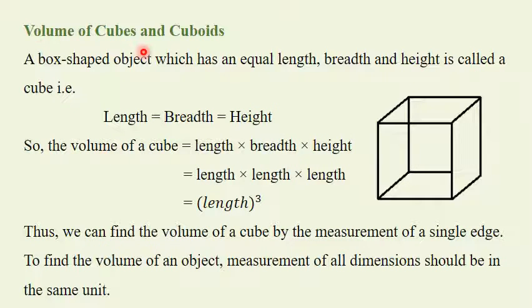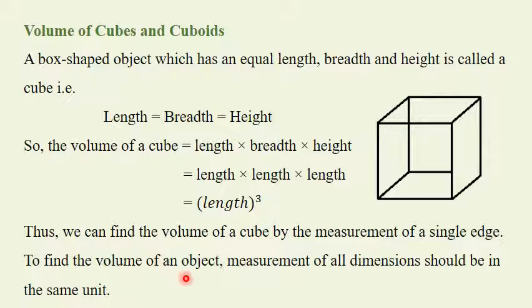Now the volume of the cubes and cuboids. A box shaped object which has an equal length, breadth and height is called a cube. That is, length is equal to breadth is equal to height. So the volume of the cube is equal to length into breadth into height, but in the case of a cube, as it is written, all the three sides are equal. So we can replace the breadth and height by the length. Length into length into length. It means length cubed, or 3 times you will multiply the length to find the volume of a cube. Thus we can find the volume of a cube by the measurement of a single edge.